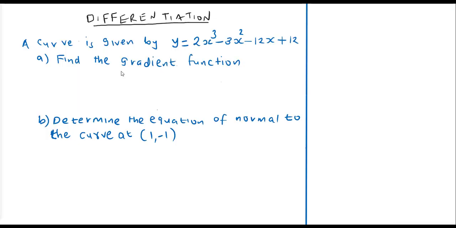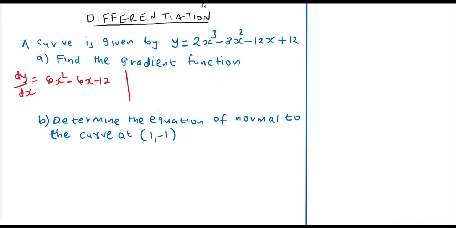For us to solve this question, we are supposed to differentiate the equation of the curve, which is y equals 2x cubed minus 3x squared minus 12x plus 12. Differentiating means we need to find the dy/dx of that function. dy/dx of the function will be 6x squared minus 6x minus 12. How did you arrive at this?